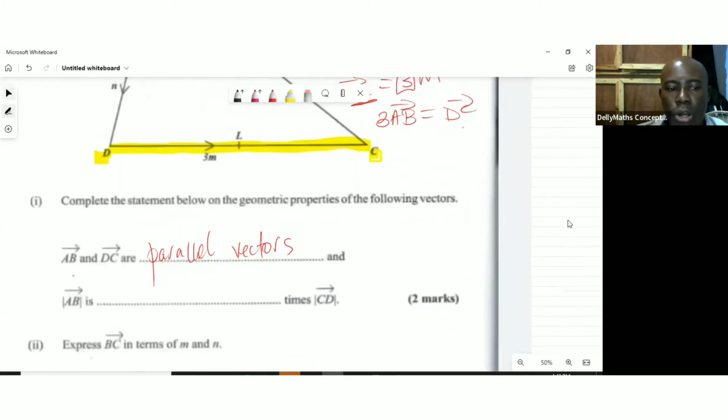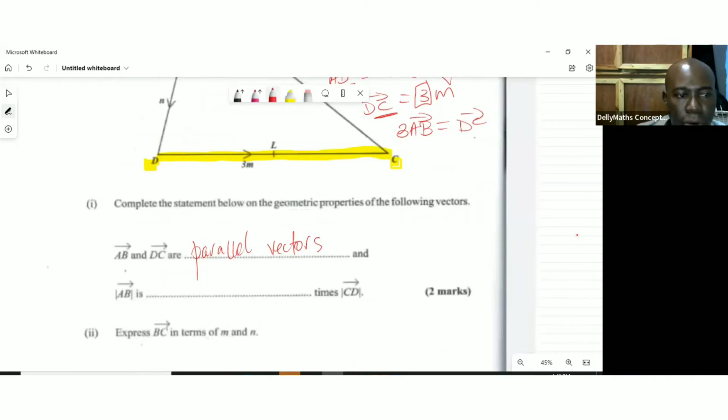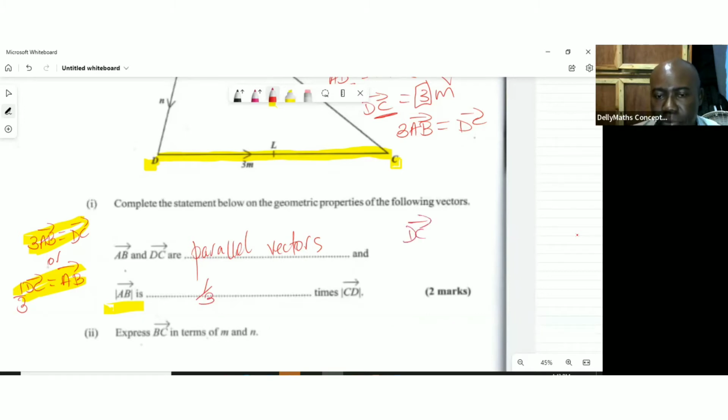Normally when vectors are parallel, 3AB gives us DC, or we could represent it as 1/3 DC gives us AB. Same information, so we can represent the ideas either way. Now, the magnitude of vector AB is dash times the magnitude of vector DC. It's actually 1/3 times. If I multiply DC by 1/3, I get M, and M is the vector AB.